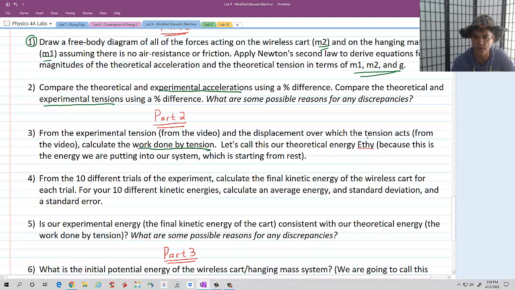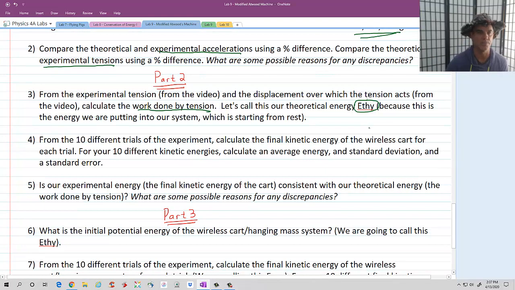We're going to call this our theoretical energy. And that's not going to change, right? We're always doing the same amount of work because tension is the same, displacement is the same. At least I'm giving you the average values. So you're going to have a theoretical energy.